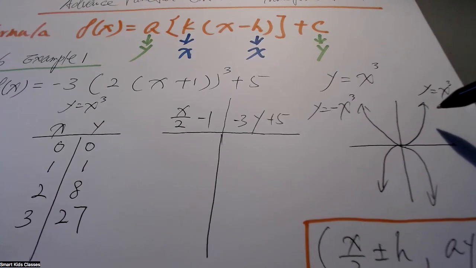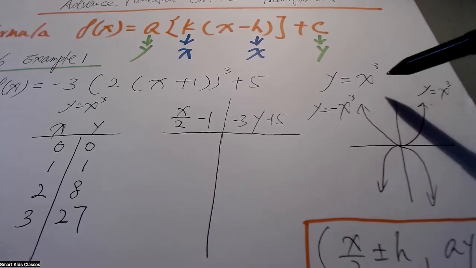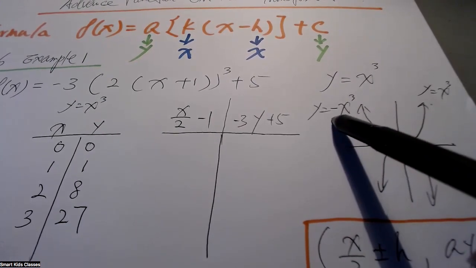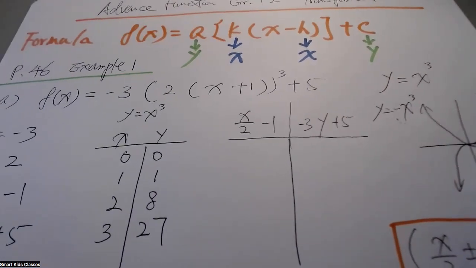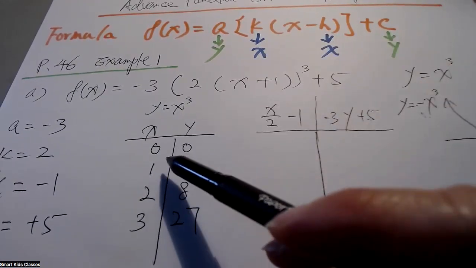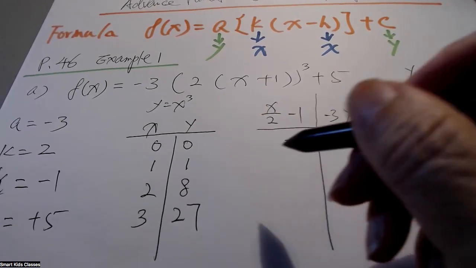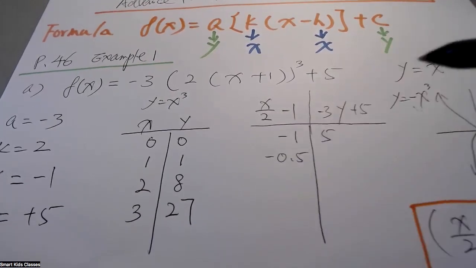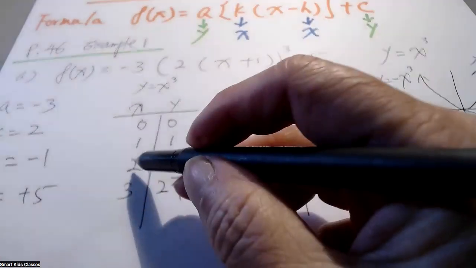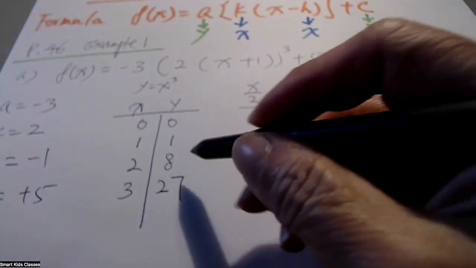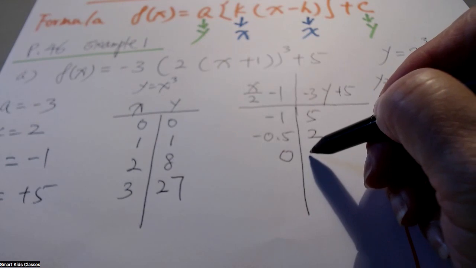Y equals X exponent 3 goes from the third quadrant to the first quadrant. And how about Y equals negative X exponent 3? It will go from quadrant 2 to quadrant 4. I'm going to calculate the points. The first point is -1 and 5. The second point is -0.5, and 1 times -3 is 2. So the second point, 2 over 2 is 1, equals 0. And A times 3 is 24. 24 minus 5, you get -19.